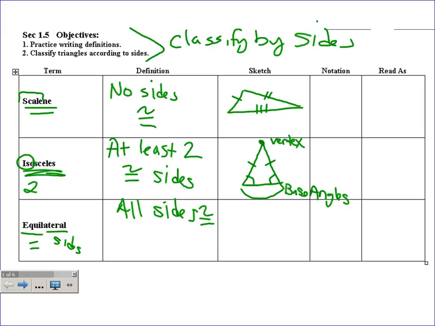Wow, this is really making me look like I have bad handwriting. All three sides are congruent. Generally speaking, it doesn't really matter how you draw it, but all three sides are congruent. For a triangle, if you are equilateral, you'll also be equiangular. That only really happens for a specific triangle.